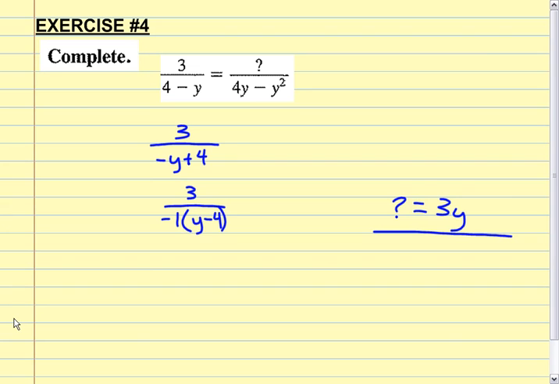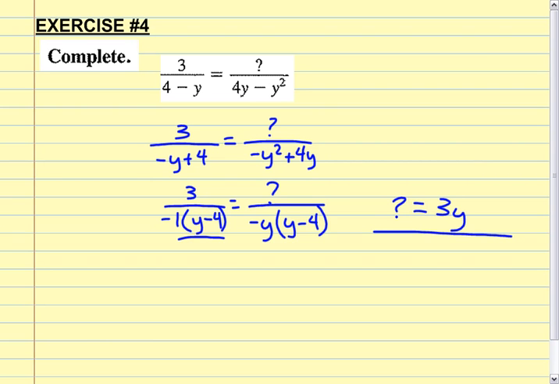Okay? If I did that on the other side, I'd get question mark over negative y squared plus 4y. I don't want that negative in there. I don't want the y in there either, so I'm going to pull out both of them. Pull out the negative y, and it leaves me with y minus 4. Okay? Now, what do I multiply the left denominator by to get the right denominator? Well, still it's y. Do you see that? The only difference between the two is y. And so I get the same answer.